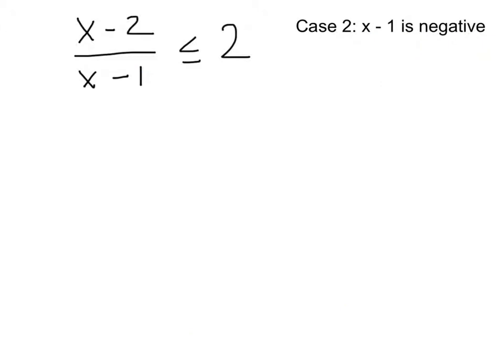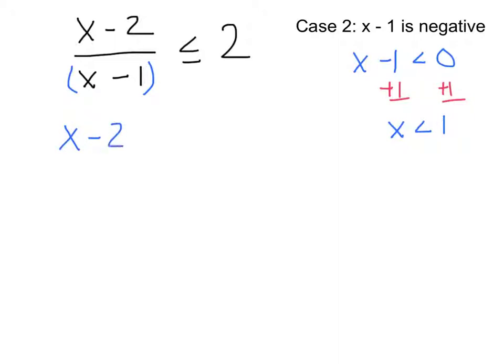So now we're working with a case where x minus 1 is negative. Let's take care of this part first this time. If x minus 1 is negative, that means x minus 1 is less than 0. And when we solve this by adding 1 to both sides, we get x is less than 1. So our solutions that fulfill this case have to be less than 1. Let's find out how this works over on this side. Because x minus 1 is negative, when I multiply both sides by x minus 1, I have to flip the inequality symbol. So this is now greater than or equal to 2 times x minus 1.